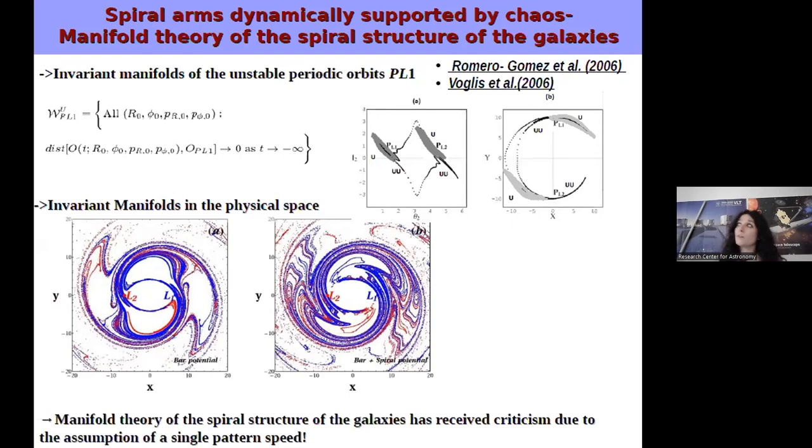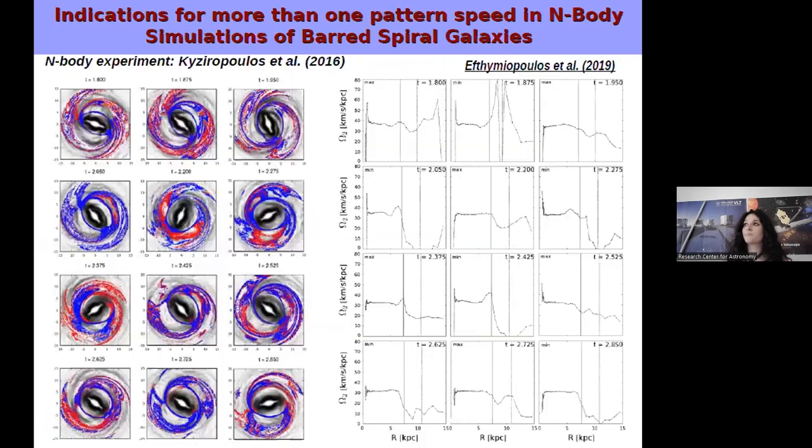And we should say that these manifolds are made by the apocenters of the orbits, which is something representative of the surface density of the galaxy, as stars spend most of their time at the apocenters of their orbits.